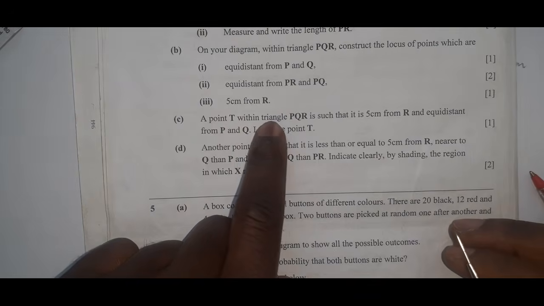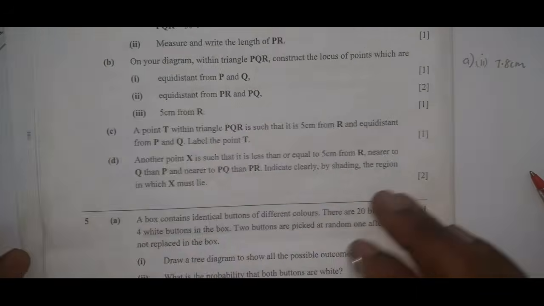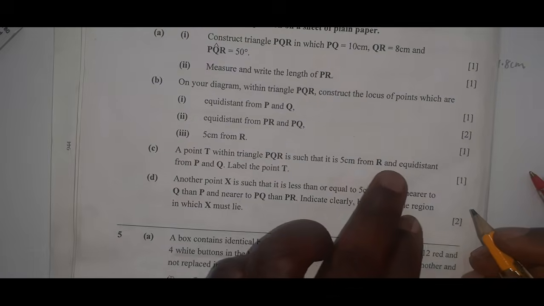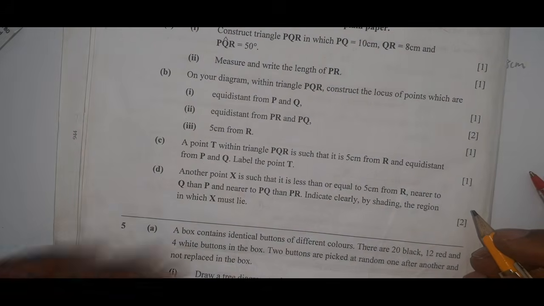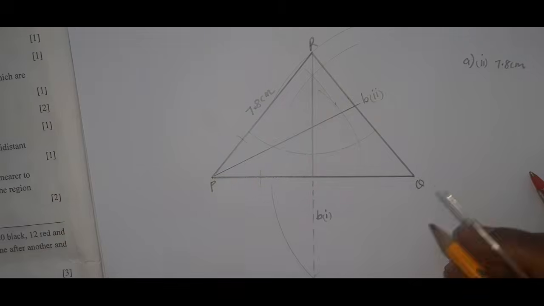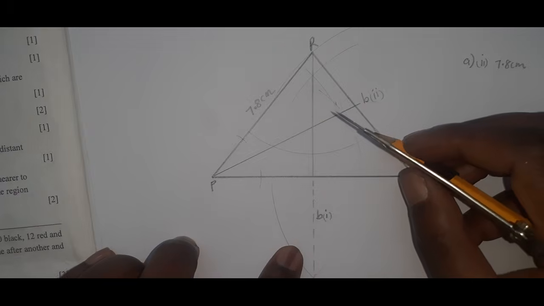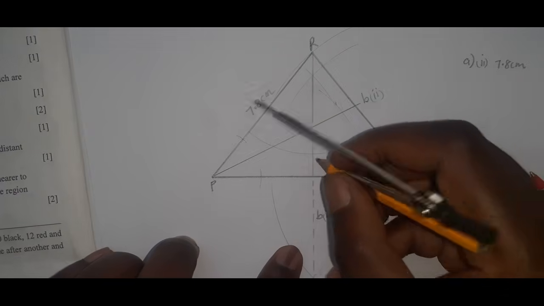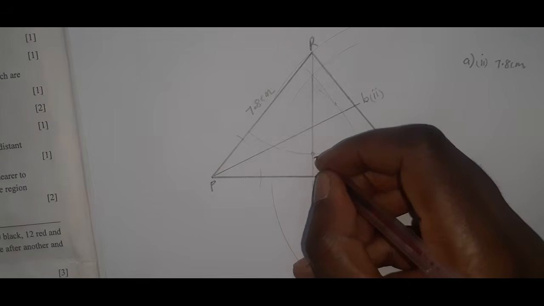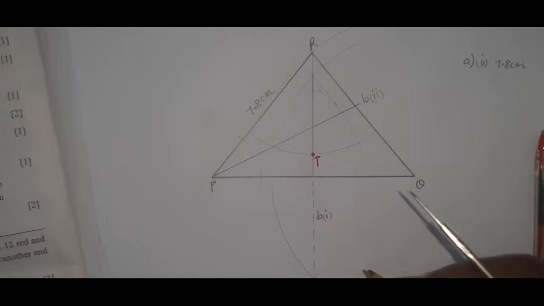A point T within triangle PQR is such that it is 5 centimeters from R. Take note, 5 centimeters from R, it's this arc here. And equidistant from P and Q. Label the point T. So it's talking about the equidistance from P and Q, it's this one. Then the 5 centimeters from R is this one. So where do they meet? They meet at this point. So this is the point where we need to put T. This point here. Okay. That's what we're supposed to do.